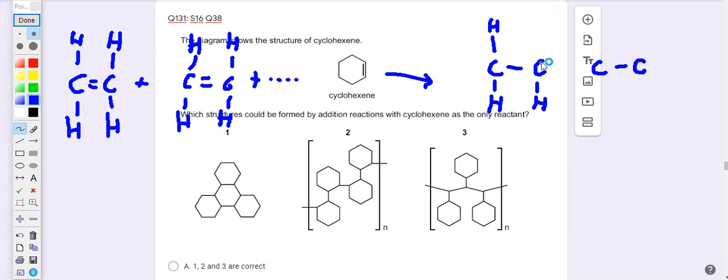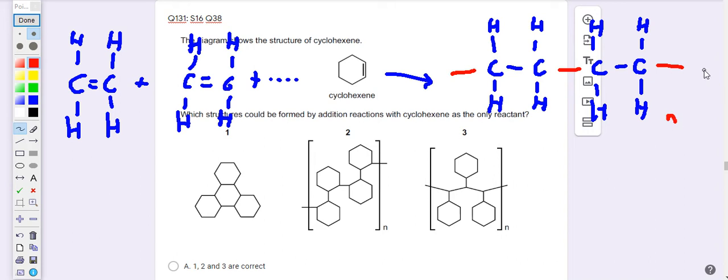The double bond is broken, and new bonds are formed between the carbon in the monomer. I'll just use red color to represent the new bond. So when you just continue like this, again many times, you get a polymer. So this is polymerization.